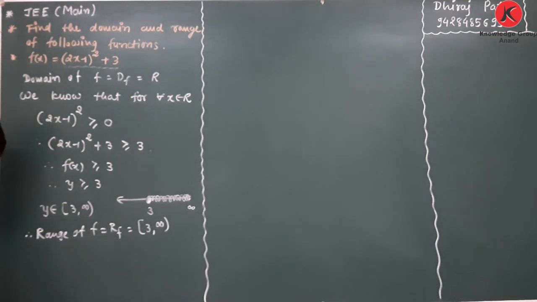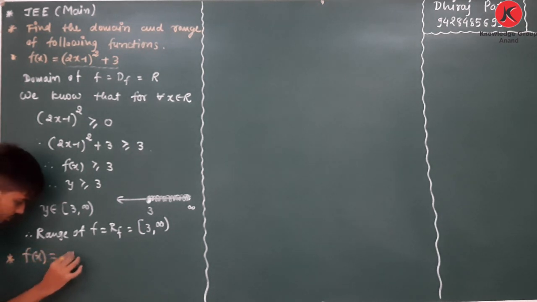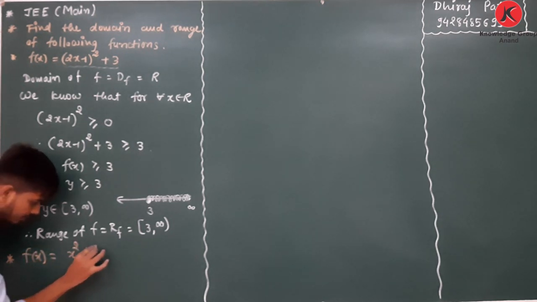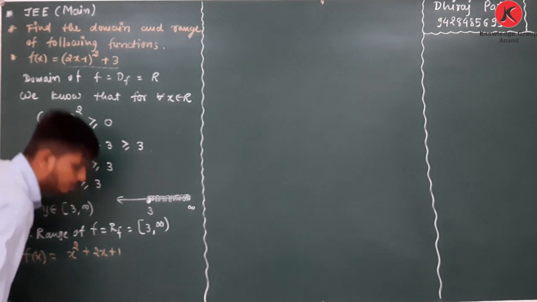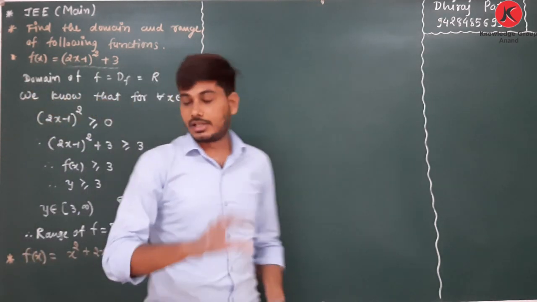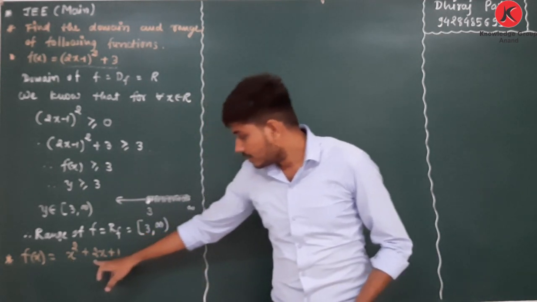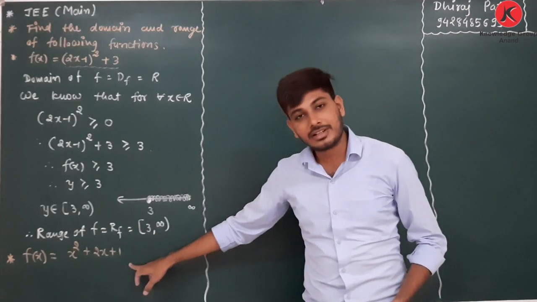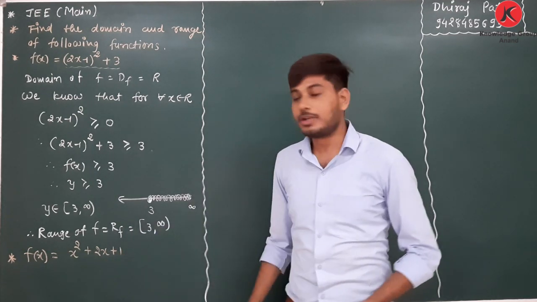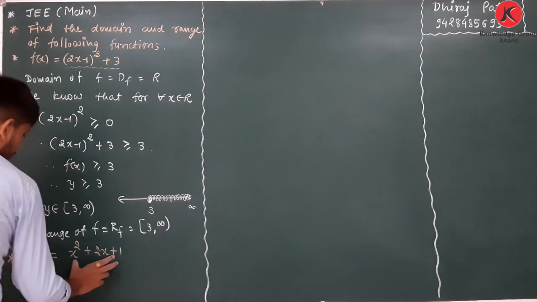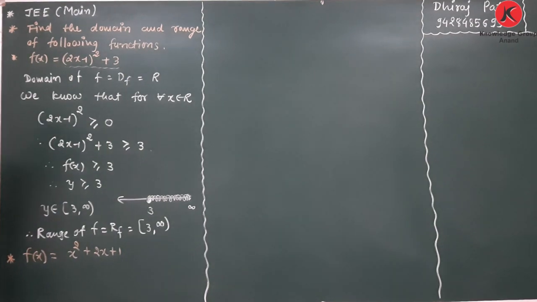The range of this function is done. Let's go to the next question. Next question is f of x is equals to x square plus 2x plus 1. This is the next question. This is our quadratic polynomial, or polynomial function of degree 2.